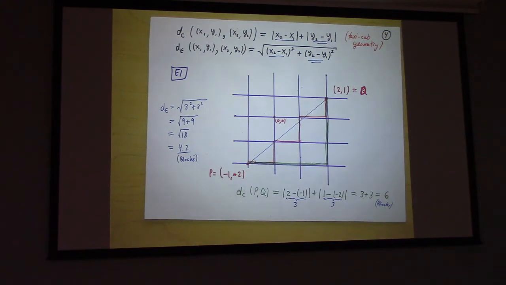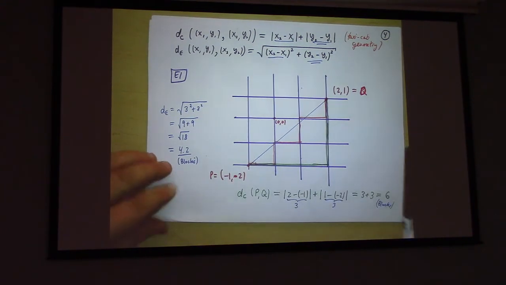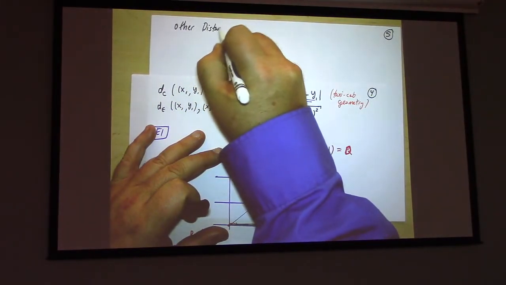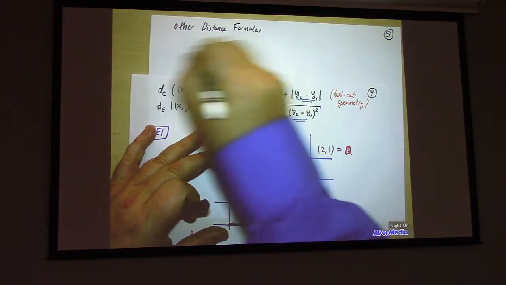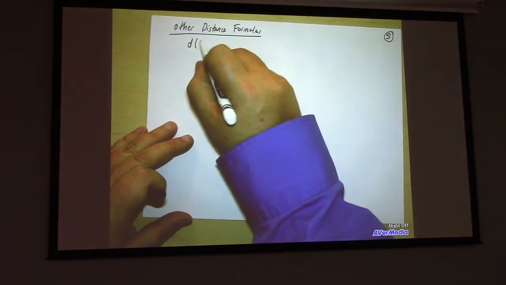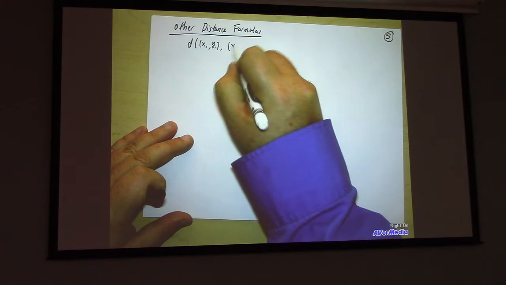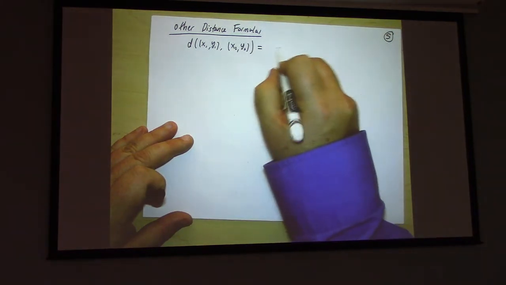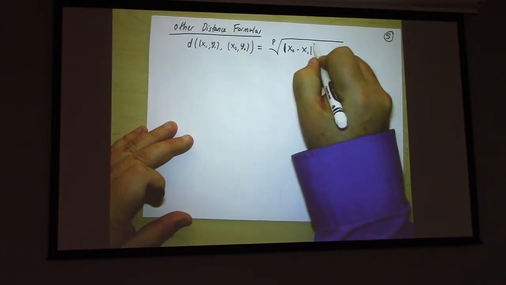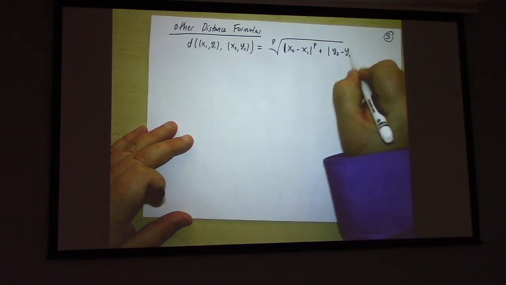Now, I want to talk to you guys a little bit more about this, a modified notion of distance. Fun fact: other distance formulas. While I'm on the subject here, you can define the distance from a point x1, y1 to a point x2, y2 as equal to the pth root, watch this here, the pth root of the absolute value of x2 minus x1 to the power p plus the absolute value of y2 minus y1 to the power p.